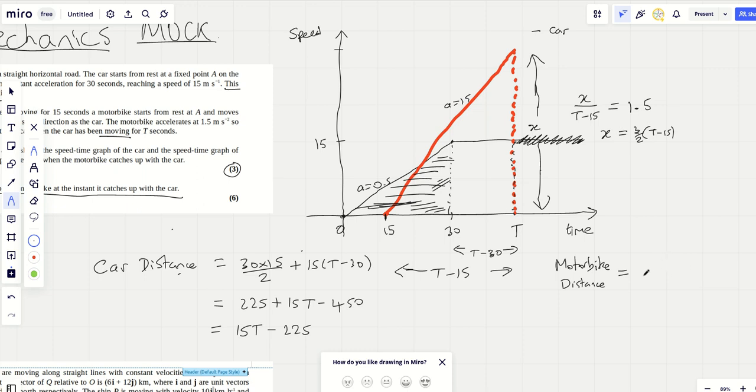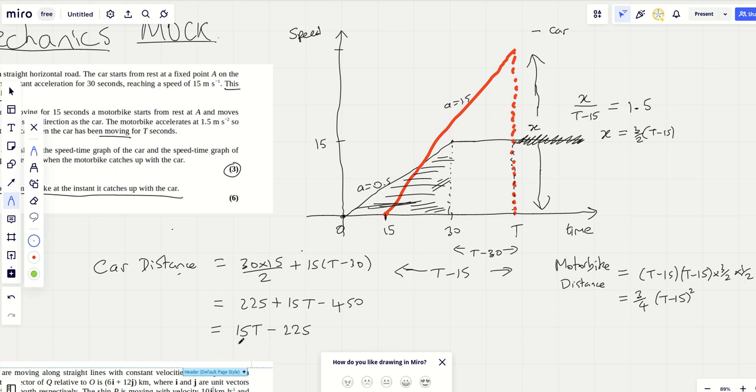Okay, so the motorbike distance is going to be the area underneath. It's going to be this red right-angled triangle. And so we've got t minus 15, that's the base, multiplied by t minus 15 times 3 over 2, times a half, because it's a triangle. So base times height times a half. Okay, so now we can actually write that as 3/4 (t minus 15) all squared.